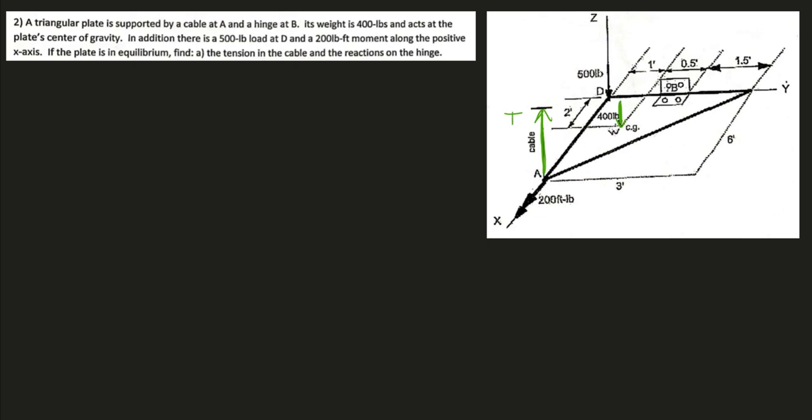So the gravitational forces from every single atom of this triangular plate can basically be represented by this 400 pounds at this point right here. In addition, we have a 500-pound load. Here it is right here. And a 200-pound-foot moment along the positive x-axis. So here that is. And just keep in mind, this is a couple moment.